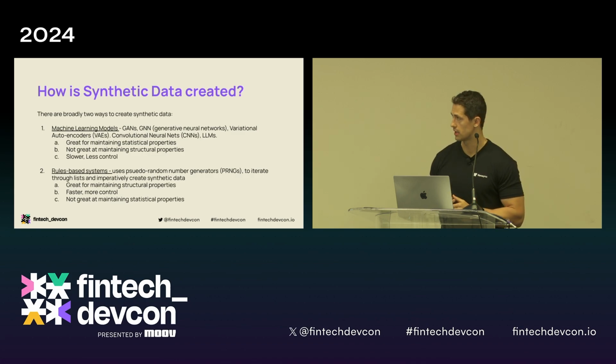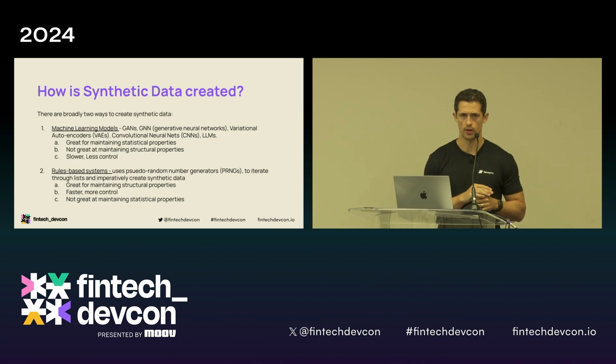Cool, so how is synthetic data created? This gets a little closer to what we're going to be doing. So the first way is using machine learning models. This is pretty popular, so you have GANs, GNNs, general neural networks, VAEs, variational autoencoders, convolutional neural nets. There's a whole bunch of different models you can use, and some are very specific to generate very specific kinds of training data or synthetic data.